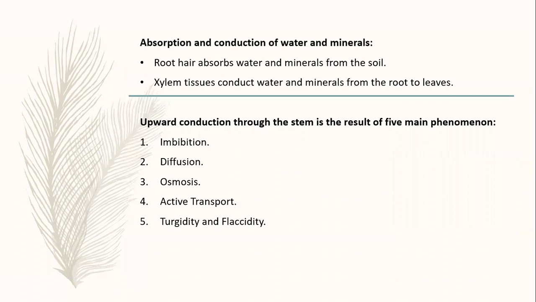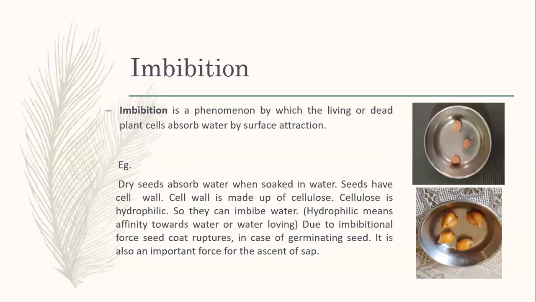The entire mechanism of absorption of water and minerals from the soil by roots and its upward conduction through the stem is the result of 5 main phenomena. They are imbibition, diffusion, osmosis, active transport, turgidity, and flaccidity. Let us study imbibition.